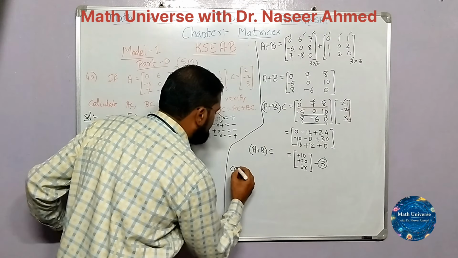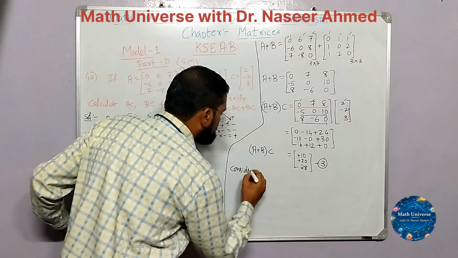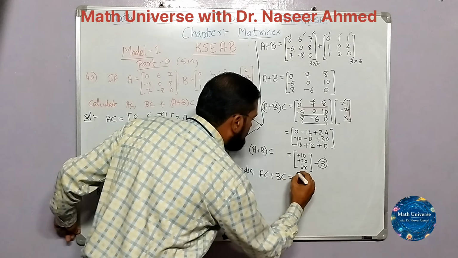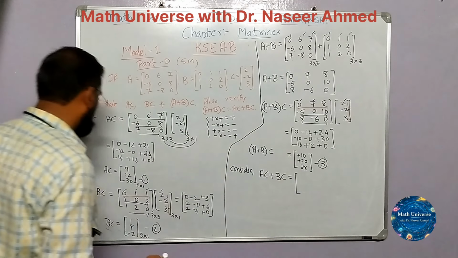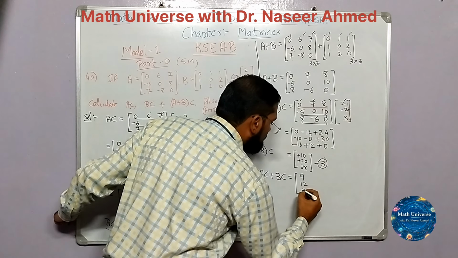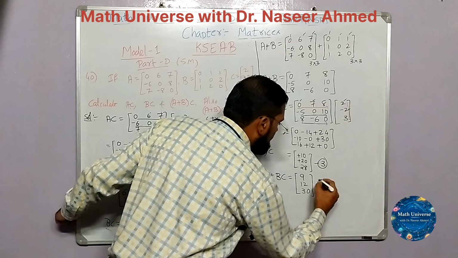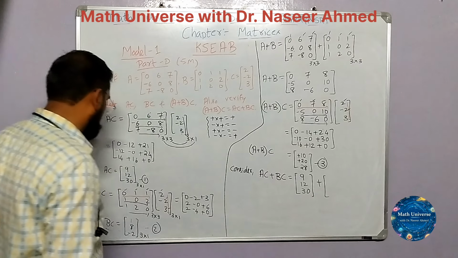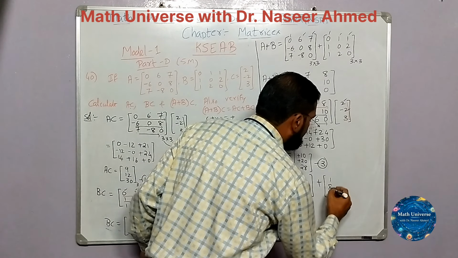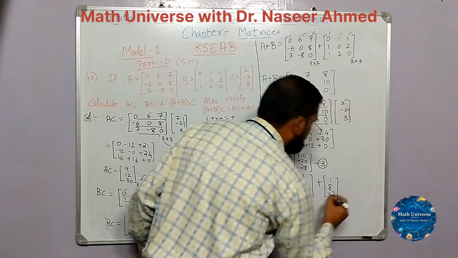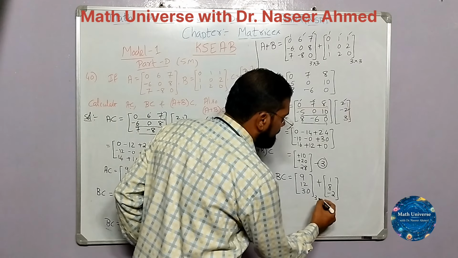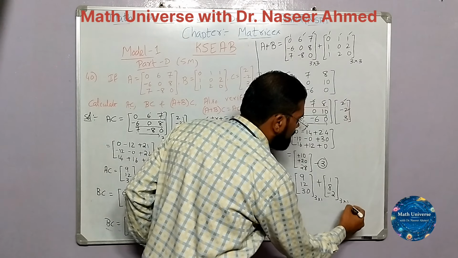Let us consider AC plus BC. What is AC? 9, 12, 30 plus what is BC? 1, 8 and minus 2. A column matrix. Now we should just add them and orders are same. I mean to say this is 3 cross 1. This is also 3 cross 1. So we can surely think of adding.